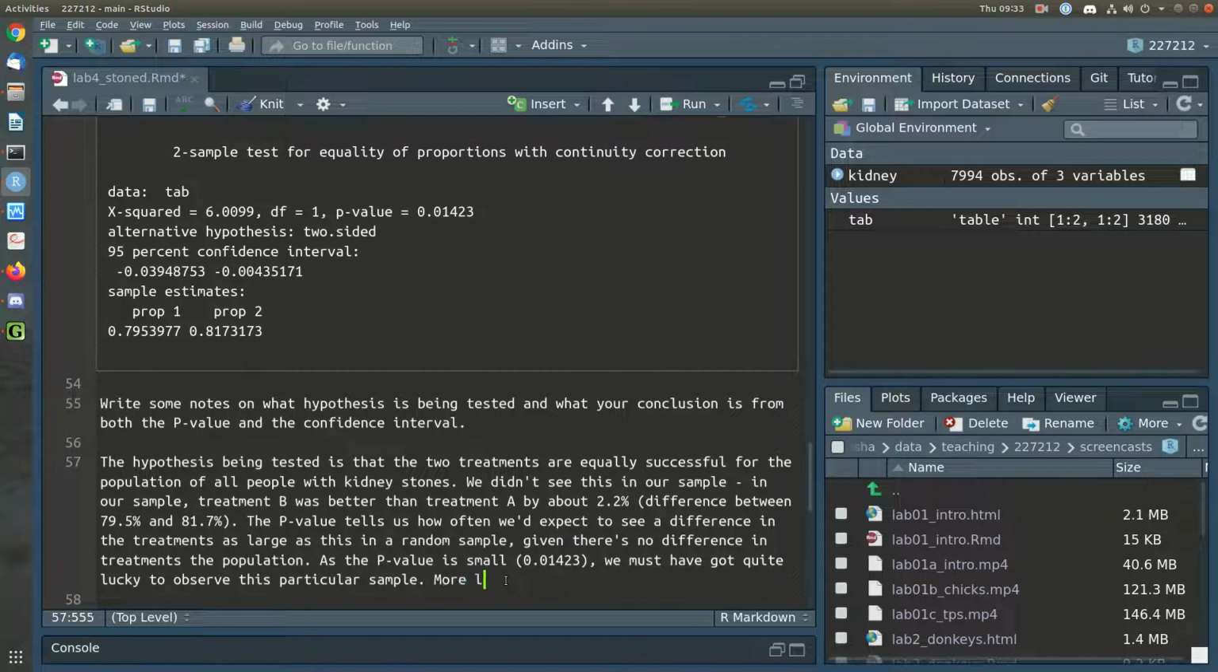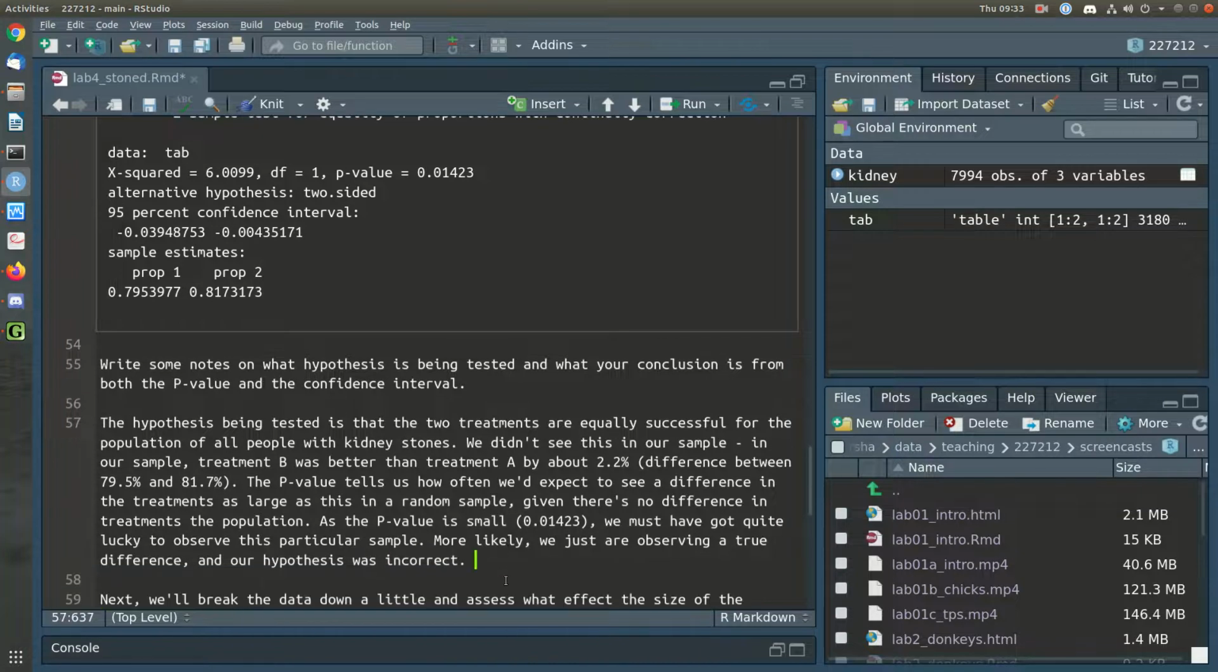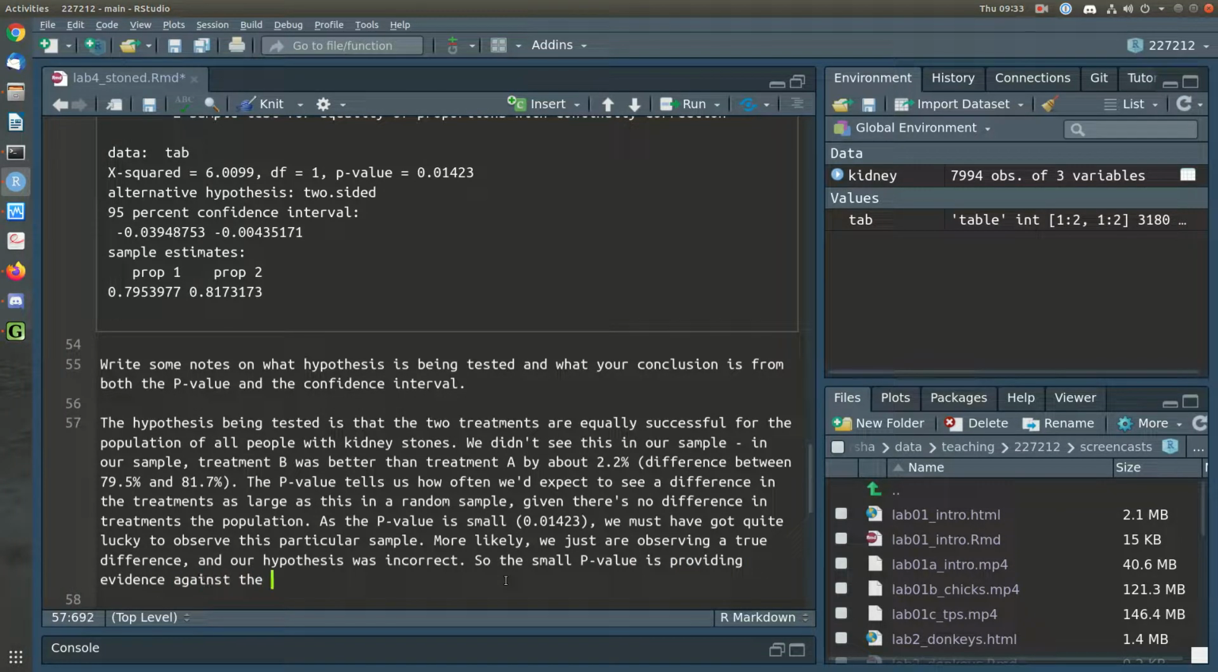Alternatively, more likely perhaps, we are just observing a true difference and our hypothesis was incorrect. So the small p-value is providing evidence against the two treatments being equal. So we'd conclude that there's probably a difference in the population.